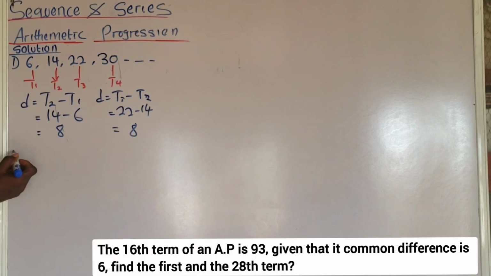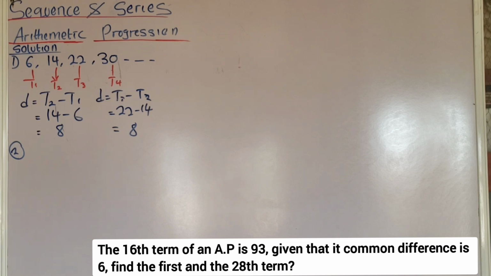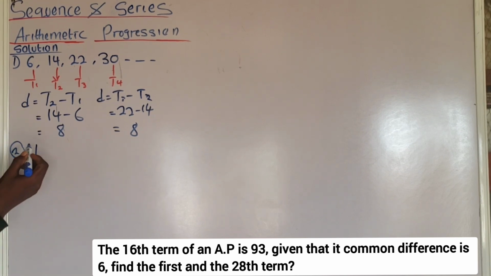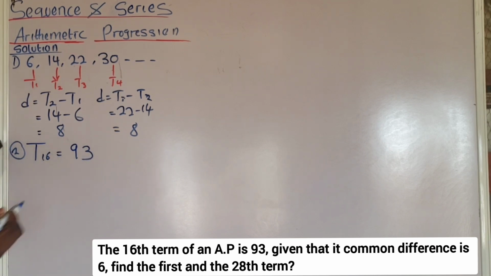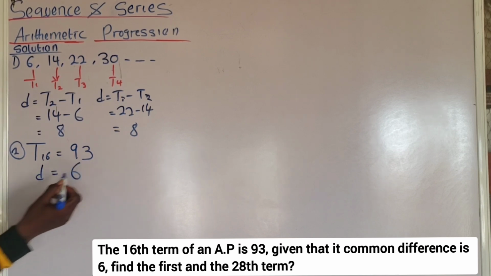Now let's proceed to the second question. The 16th term of an AP is 93. Given that its common difference is 6, find the first and the 28th term. Now, please kindly pay attention. We are given that the 16th term of an AP is 93. So the 16th term, T16, is equal to 93. We are given that its common difference is 6, so D equals 6.